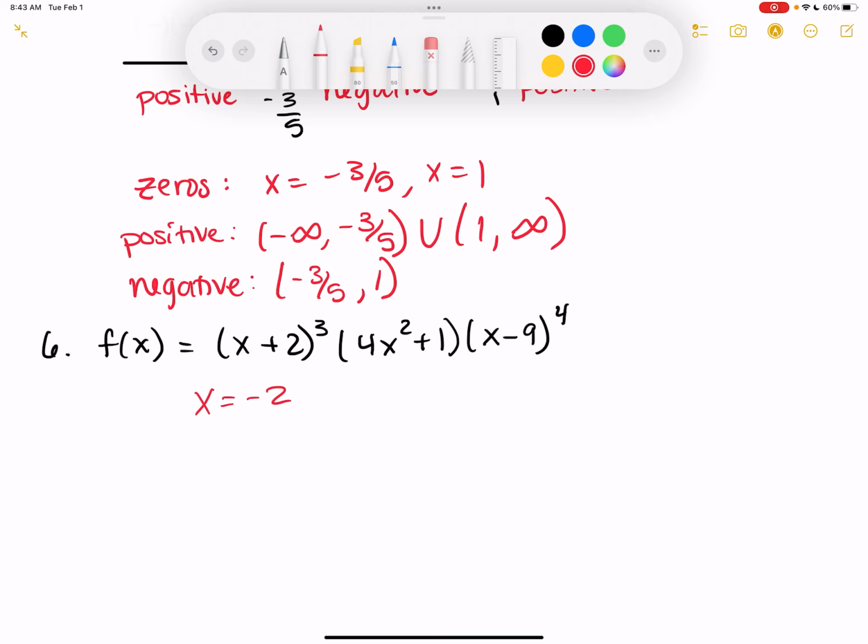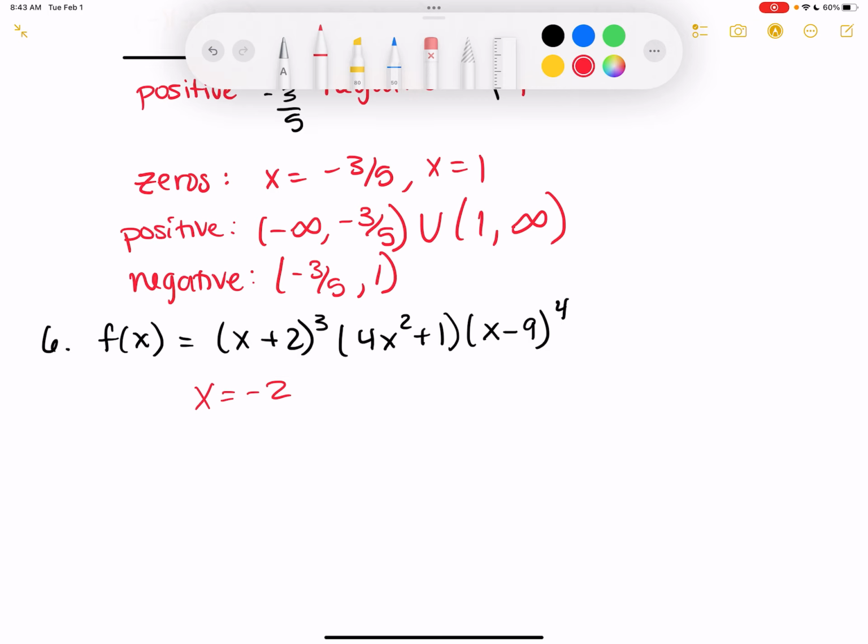This middle one is not quite so easy. It's going to be x squared is equal to negative 1/4. So then x is equal to plus or minus the square root of negative 1/4. That's not going to be real because we've got a negative under the radical, so I can just get rid of it. Over here, this is just going to be x is equal to 9. So my 2 zeros are right here.